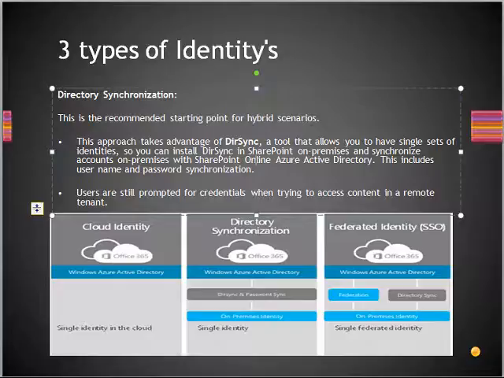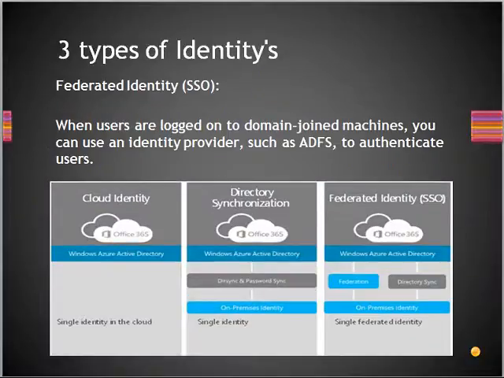The third option is the federated identity, SSO. Here the user is logged into a domain-joined machine. You can use an identity provider such as ADFS to authenticate users. ADFS integrates the on-premise Active Directory with Windows Azure Active Directory. There is also a directory sync which only synchronizes the username. It won't send the password. So the password will be stored in the on-premises Active Directory.